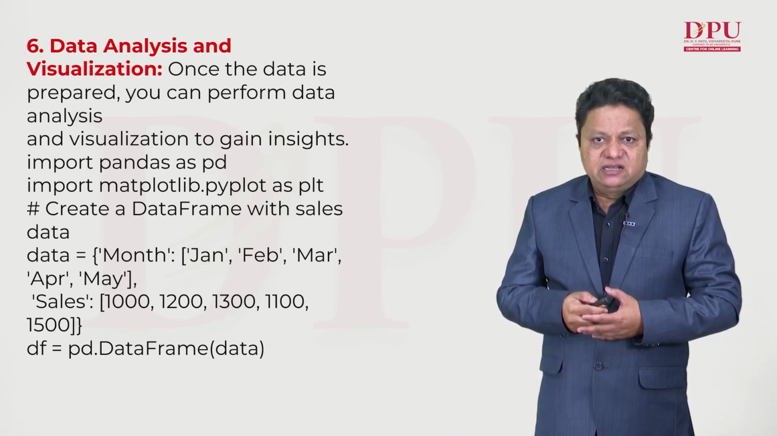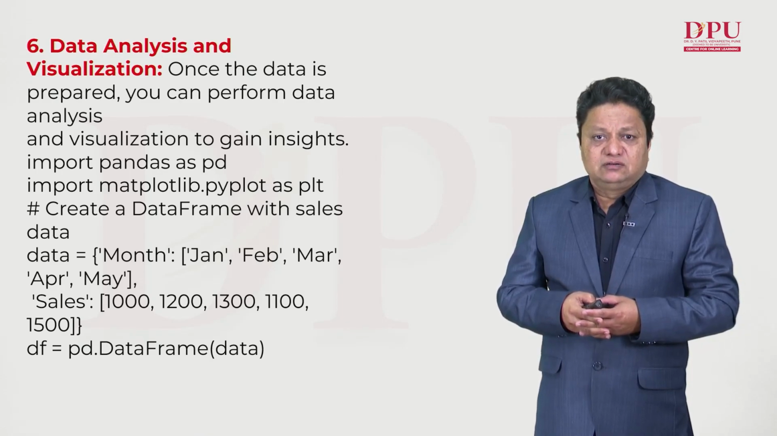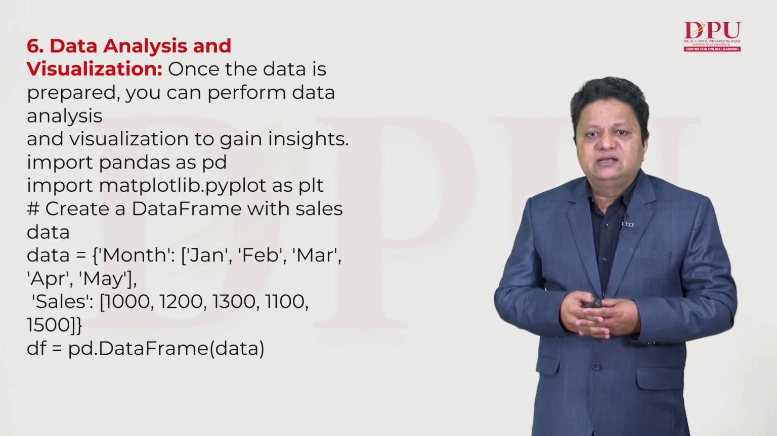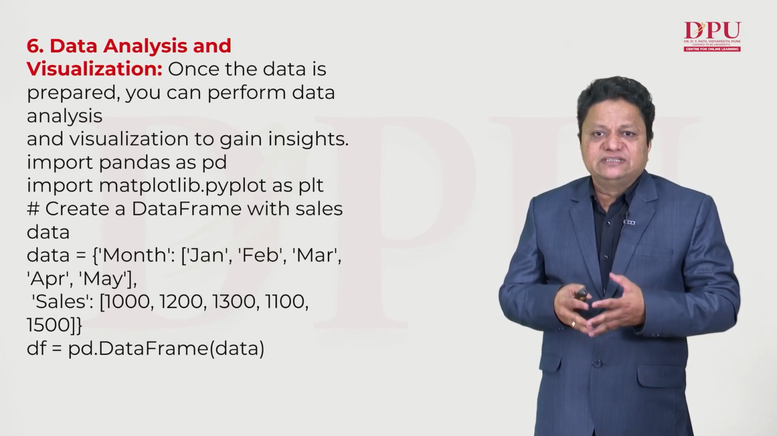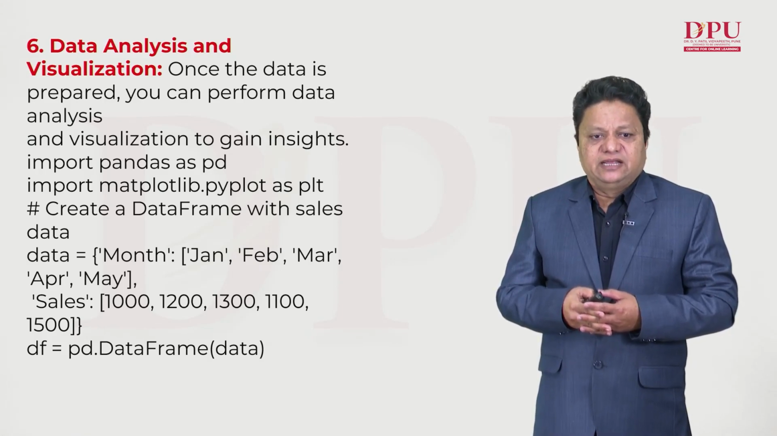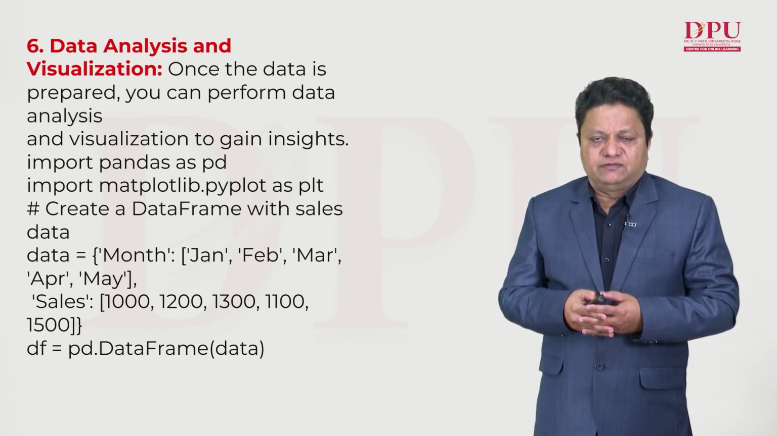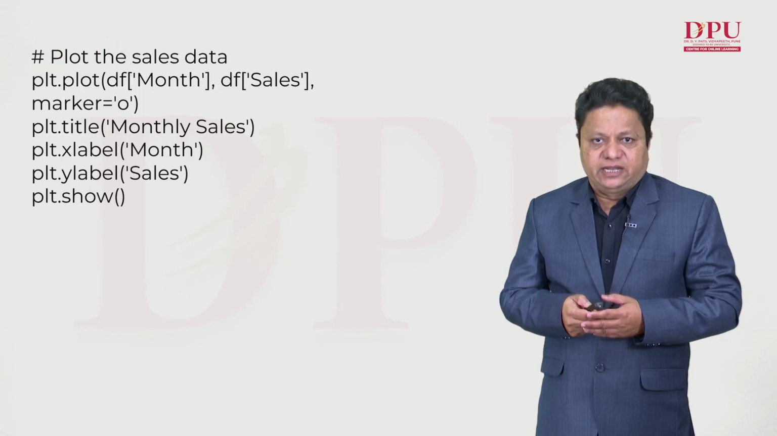Again the second key and pair value, that is sales is my key and 1000, 1200, 1300, 1100 and 1500 are its values. So, here I am having month and sales in a dictionary. Now from this dictionary I am creating a data frame with the help of the statement df is equal to pd.DataFrame, providing the instance of the dictionary, that is data. So, now we have a data frame from the data.